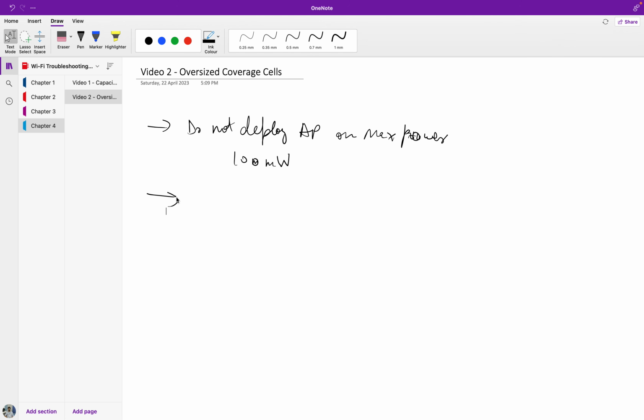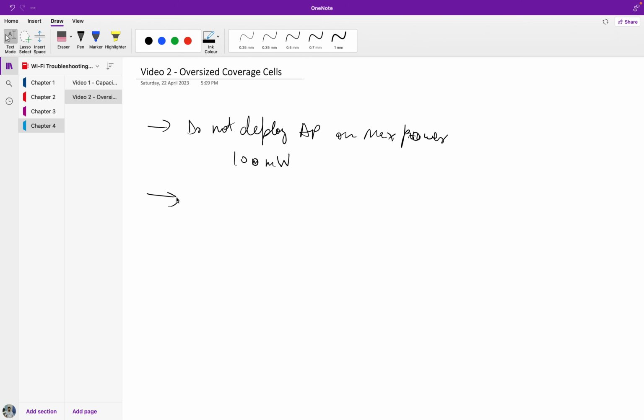Yes, basically it can extend the range. Of course it can, but we have been discussing so many issues in this entire course that it can cause in the Wi-Fi world: increased layer 2 retransmissions, interference, and capacity issues. So never do that. Always make sure you have the right design done.